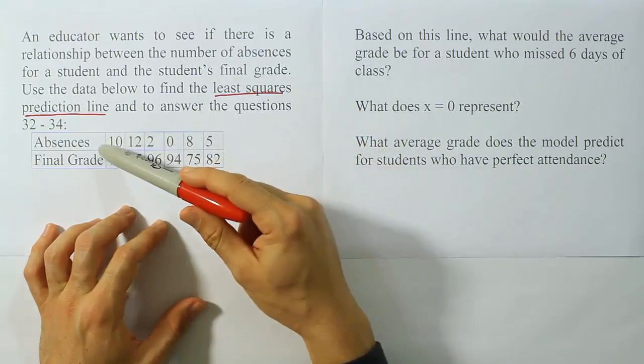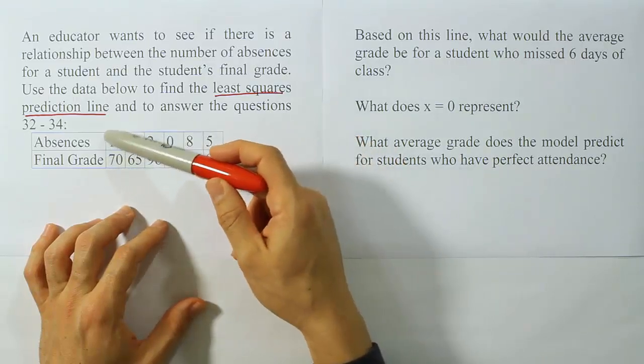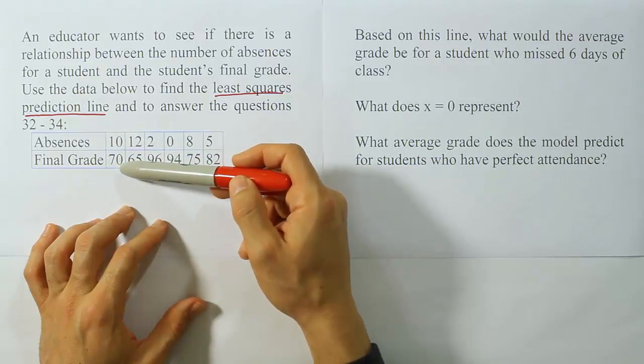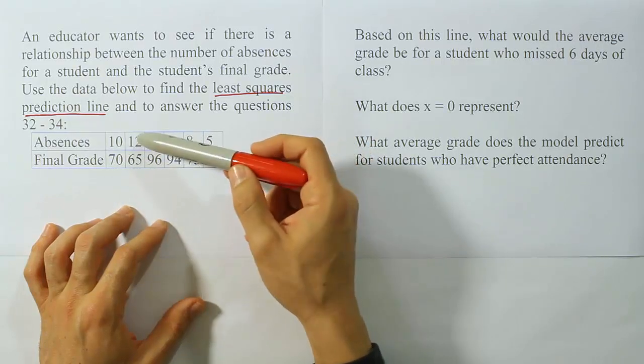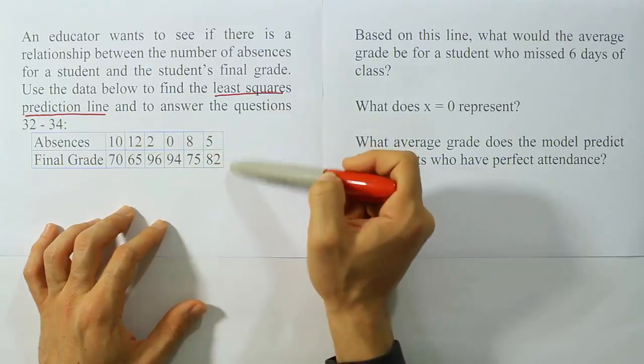So we're going to let the absences be the x and the final grade be the y. Just to understand this data, this is a student's specific number of absences. One student had 10 absences, and his final grade ended up being 70. Another student had 12 absences, his final grade ended up being a 65. So on and so forth. That's how you read the data.